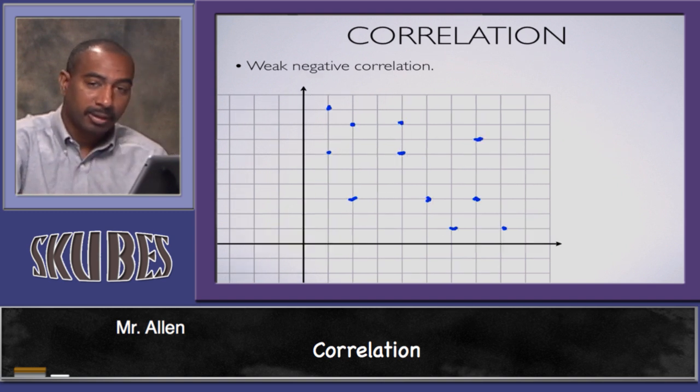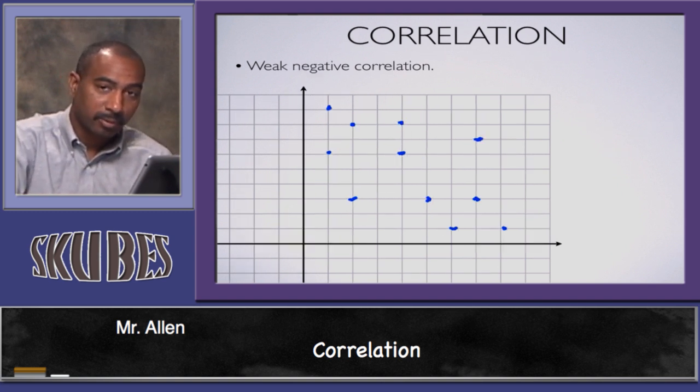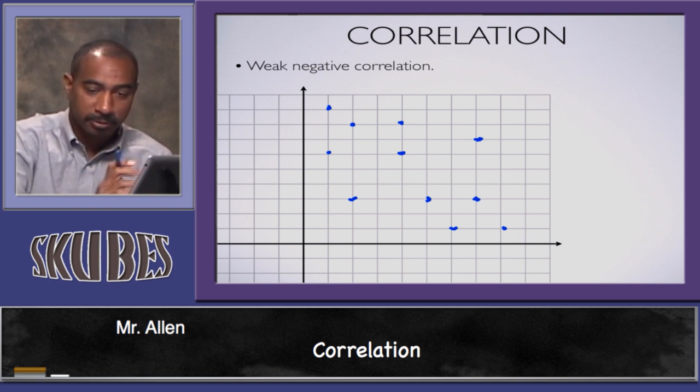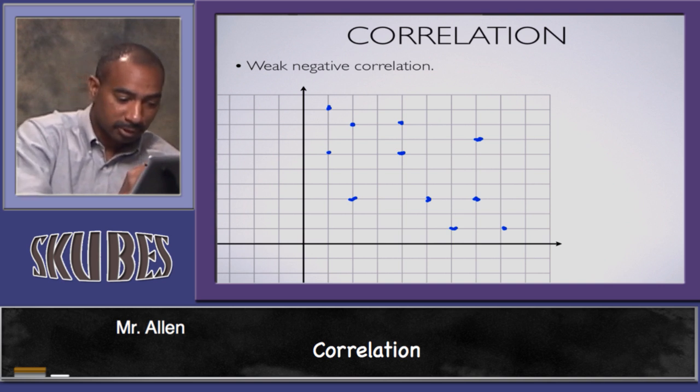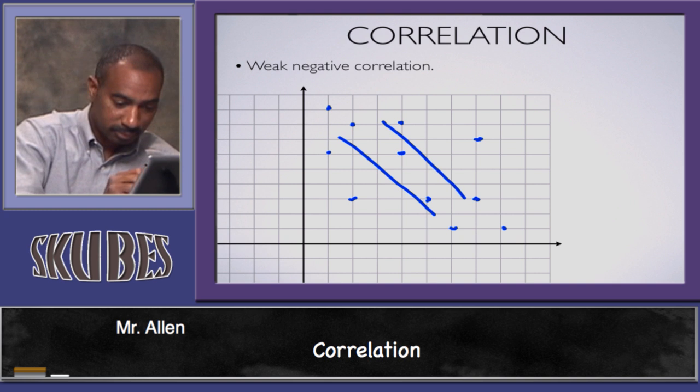Then you have what you call a negative weak correlation, a weak negative correlation. We have a cluster of points, but they're not so close together, but they're kind of going in the descending direction. Kind of going this direction.